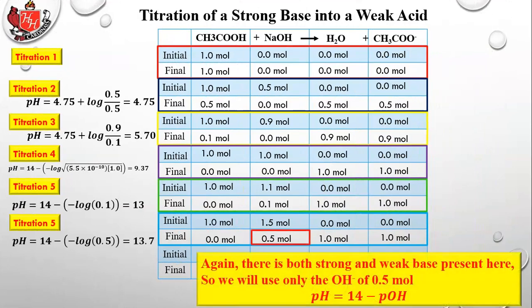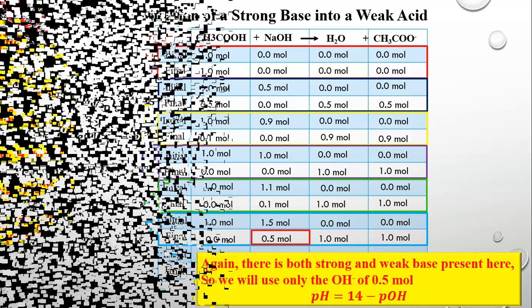Okay, our fifth titration. Now we are all the way up to half a mole of strong base. So again, there is both strong base and weak base present here. So we will use only the OH-, the strong base, which is 0.5 moles, and you go ahead and plug that into negative log of 0.05. You get your pOH. So 14 minus pOH is going to give you 13.7 for your pH. And finally, the last one is going to be the same thing.